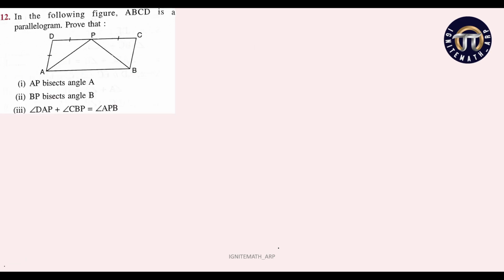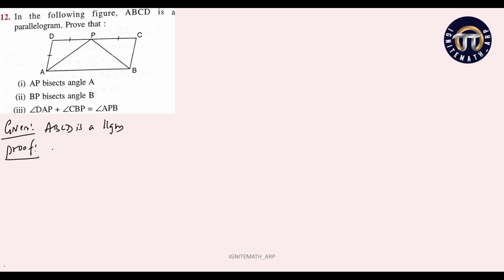Now let us solve the next one. In the following figure, ABCD is a parallelogram. So it is given to you that ABCD is a parallelogram. We need to prove AP bisects angle A. This is the other way around. Clear? So just a complete reverse case of the previous one. Right. So proof, pay attention. Look at the figure very carefully.